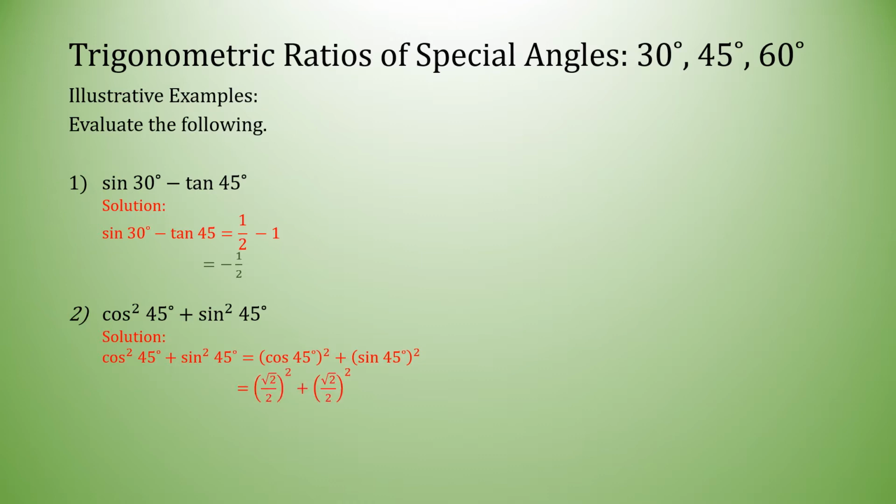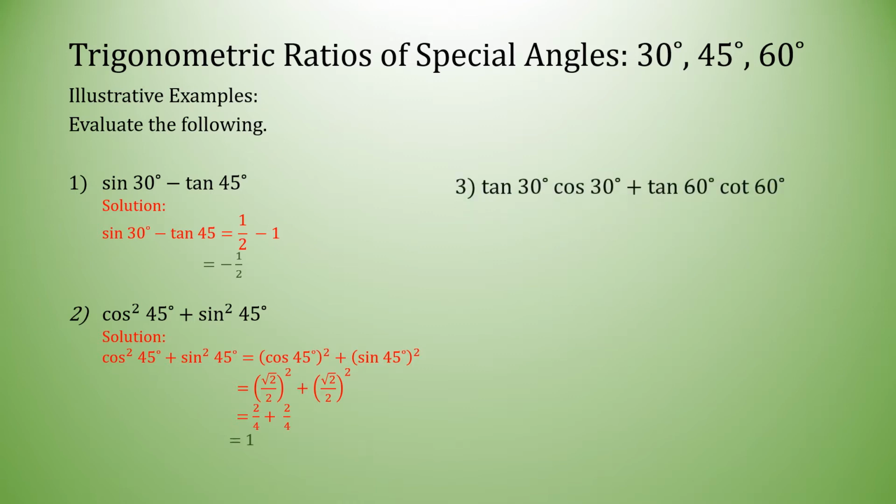So we have (√2/2)² plus sine 45 degrees is equal to (√2/2)². Then we obtain 2/4 plus 2/4. So 2/4 plus 2/4 is equal to 1. So the answer for number 2 is equal to 1.